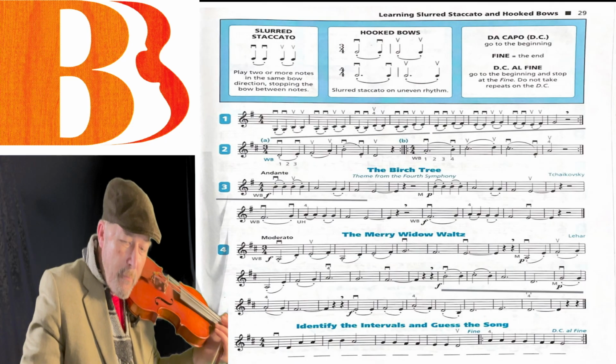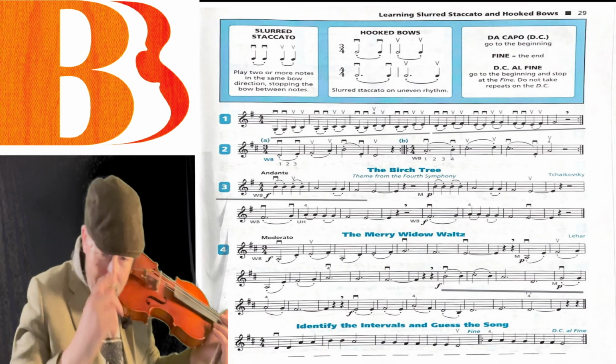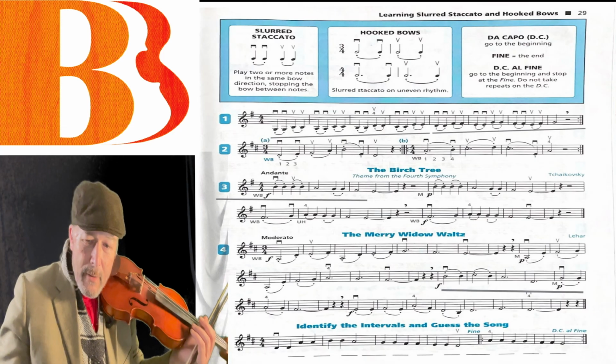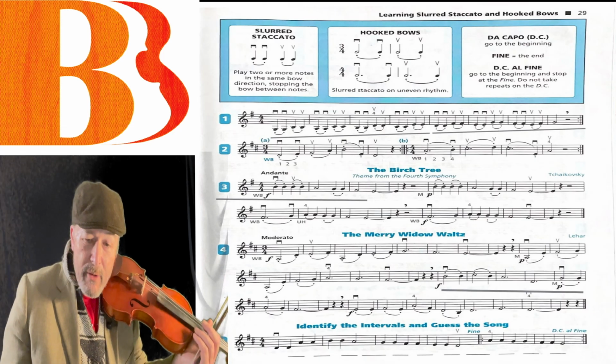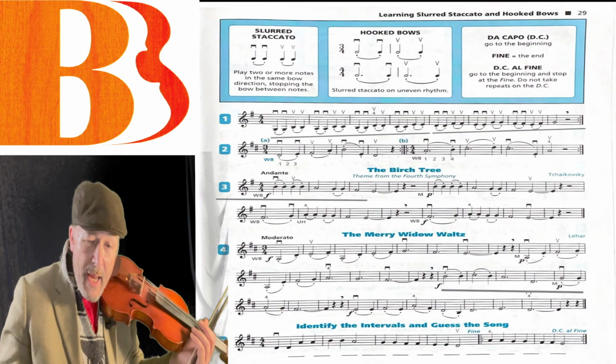Next one is in 3/4 time, so I'm getting my metronome out again. And the metronome is at 80. And notice that you repeat every 4 bars. So there's an A section and a B section. Now the A section has hooked bows in 3/4 time.